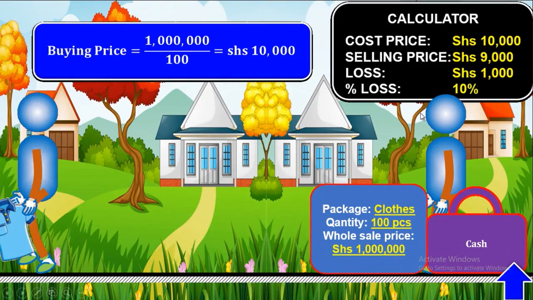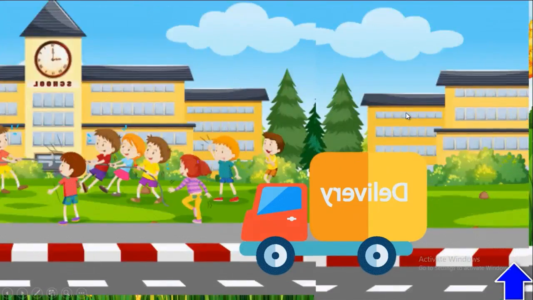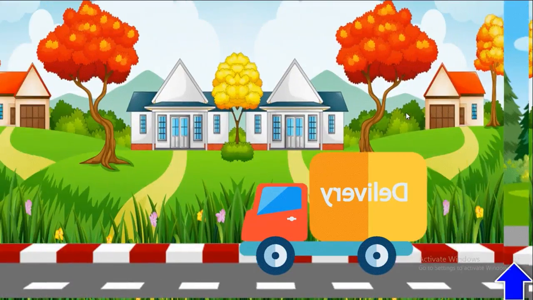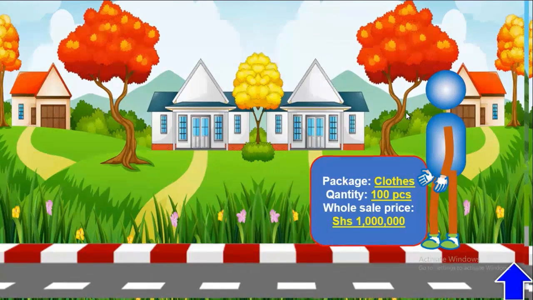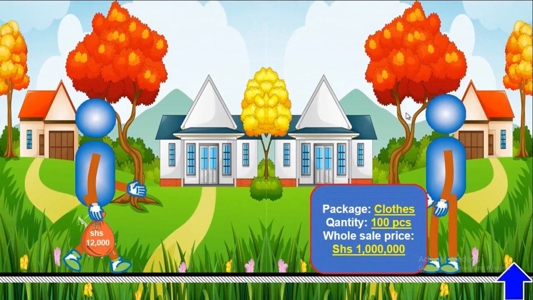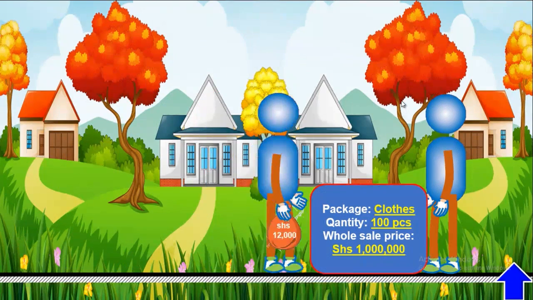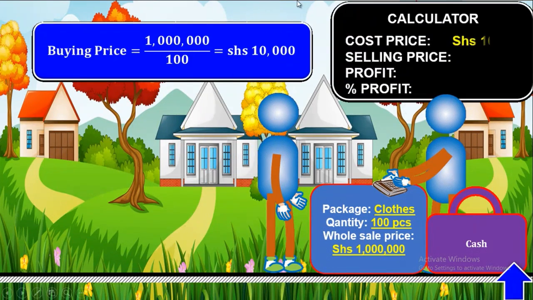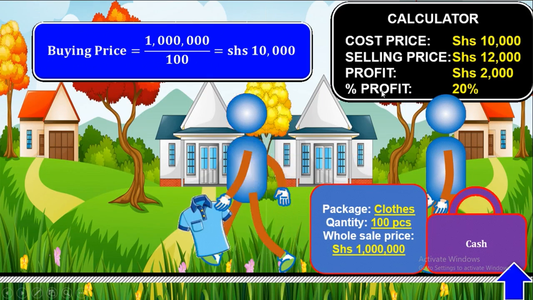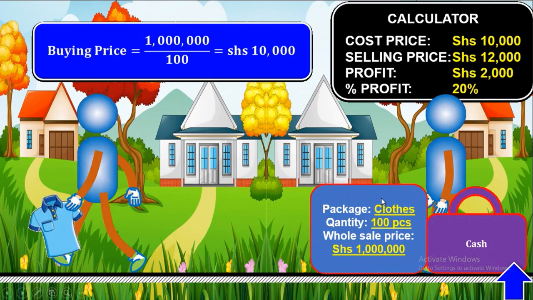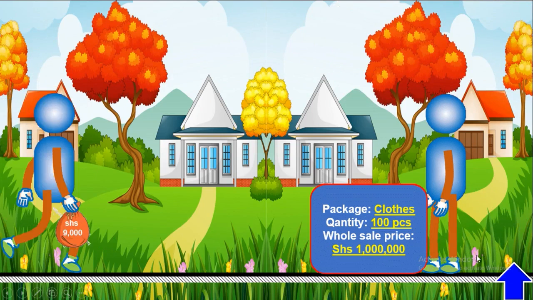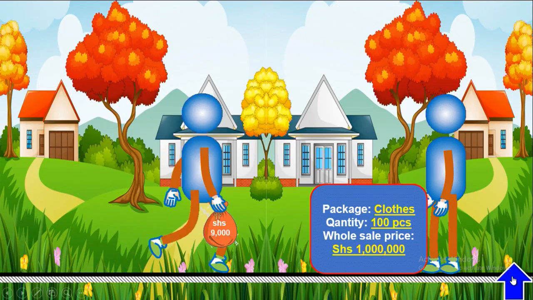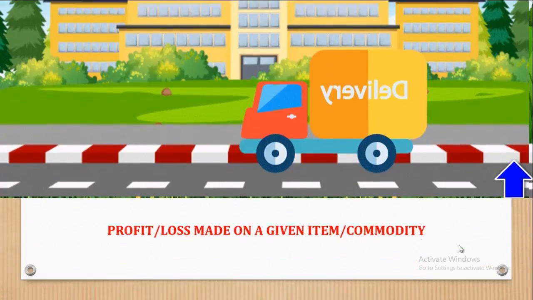So what we have seen, we have looked at something like 7 terms. One was buying price, next was cost price, next was selling price, and then profit, percentage profit, loss, percentage loss. So what you should realize here is that the buying price is the same as cost price, selling price is different, profit is different, and percentage profit is also different. So those are the terms we are going to first define before we go to the examples. So let's go back and define those terms.